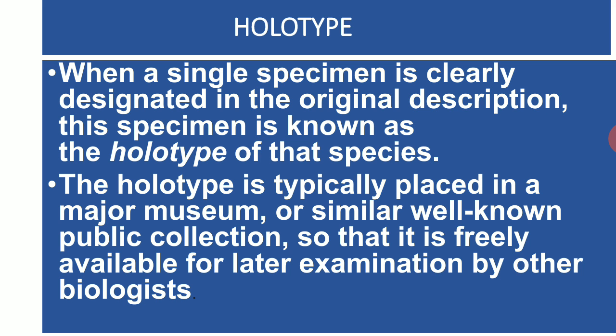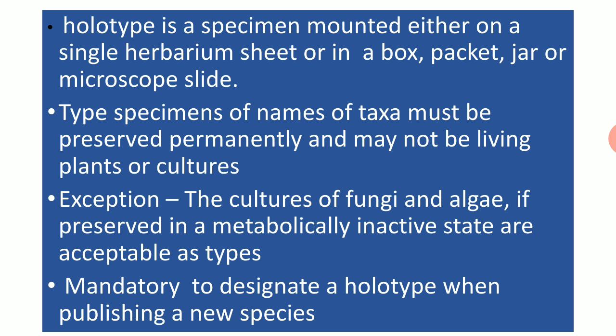Holotype. When a single specimen is clearly designated in the original description, this specimen is known as the holotype of that species. The holotype is typically placed in a major museum or similar well-known public collection so that it is freely available for later examination by biologists. So the holotype is the original one. A holotype is a specimen mounted either on a single herbarium sheet or in a box, packet, jar or microscopic slides.